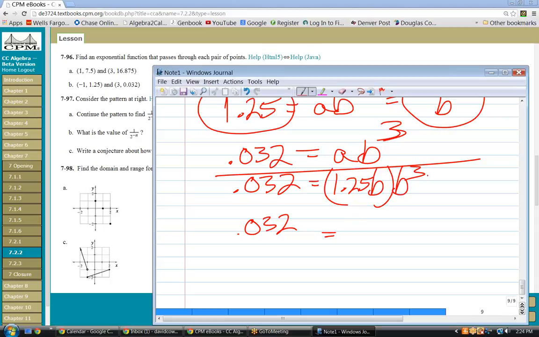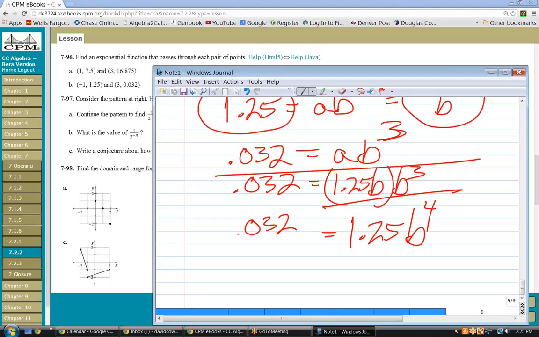Well, the cube is not operating on this part of the function at all. So I can just multiply everything together and I get 1.25b to the fourth. Make sure you see why that's true. In other words, I'm not cubing the 1.25. I'm only cubing the b. So b cubed times b is b to the fourth, and I still have the 1.25 there.